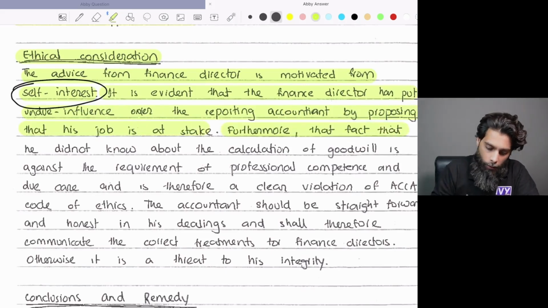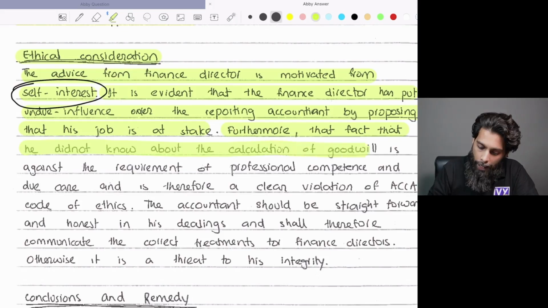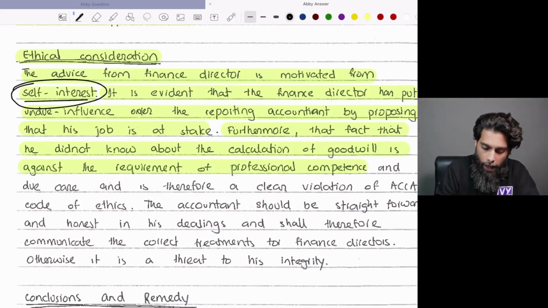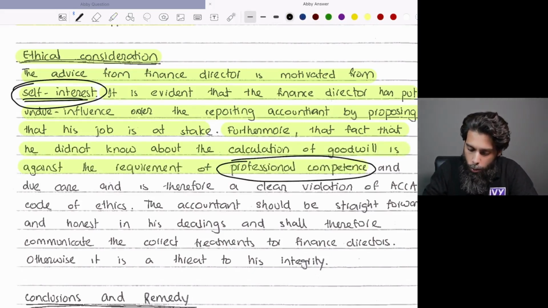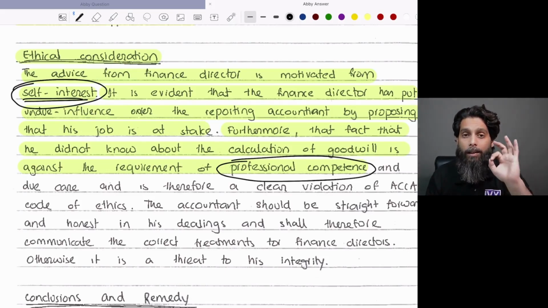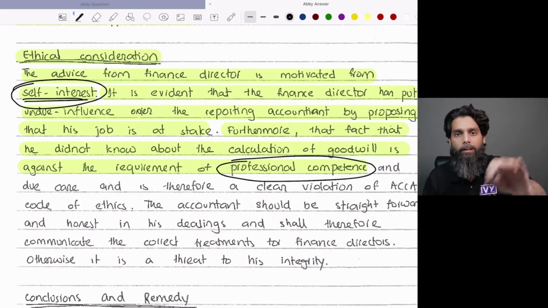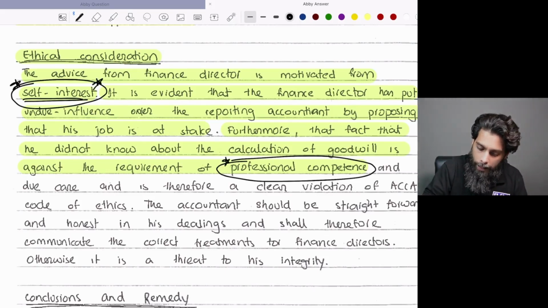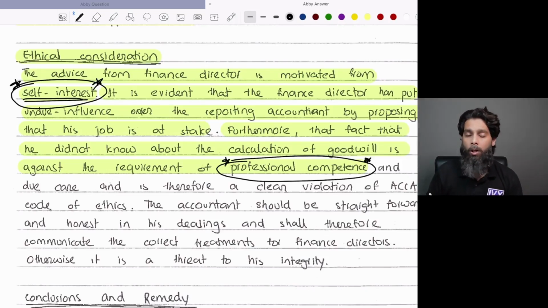Furthermore, he did not know about the calculation of goodwill. He said that it's an arbitrary calculation and that is against the requirement of professional behavior. Always remember to use the guidelines, the requirements of the code of ethics and the threats thereon. Always make sure to use these words while you're writing about ethical implications, because these will give you professional marks, right? You cannot randomly use some words. You must use the wordings of the code of ethics and the threats that we have studied thereon.